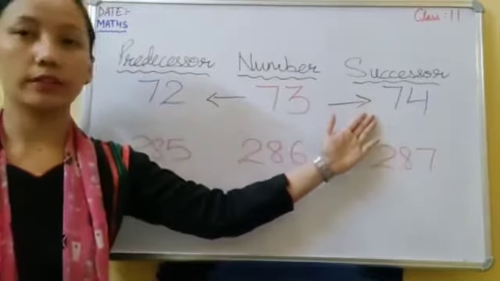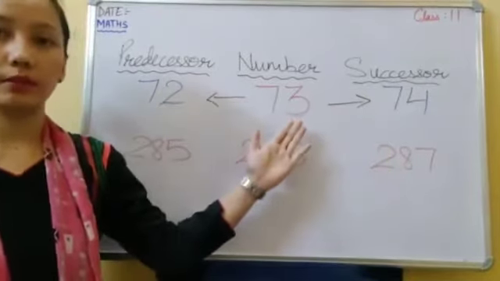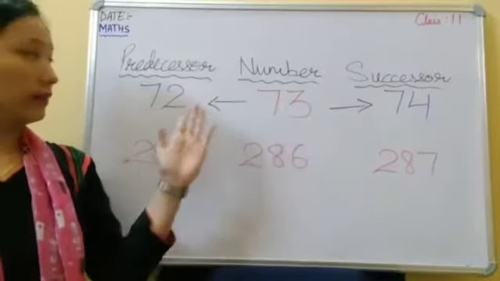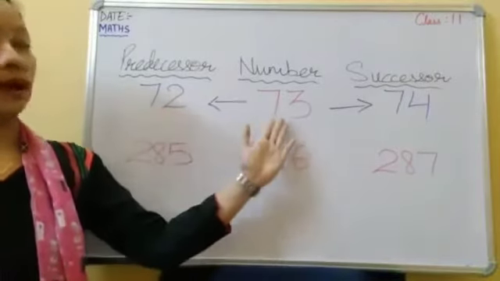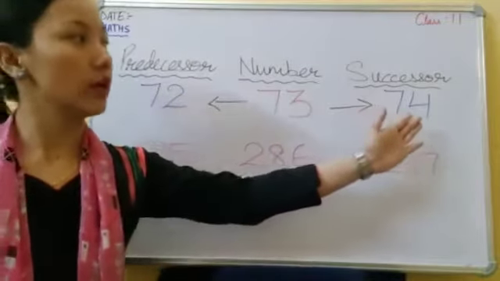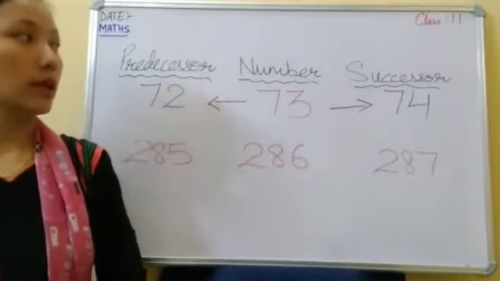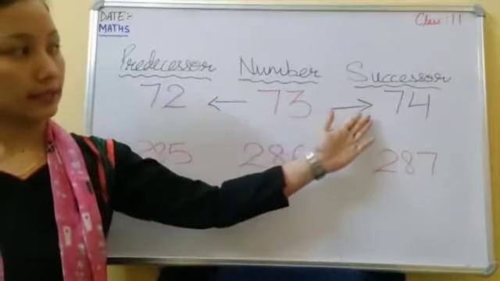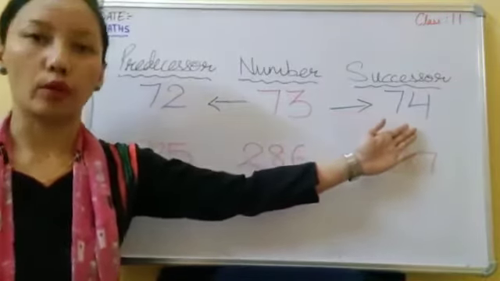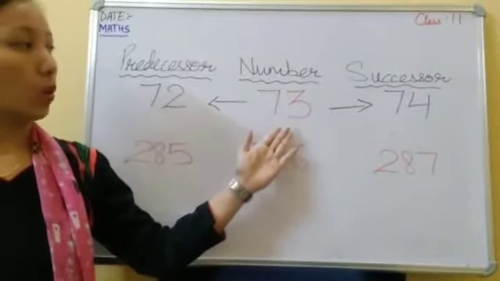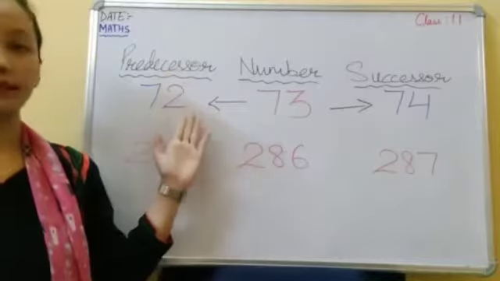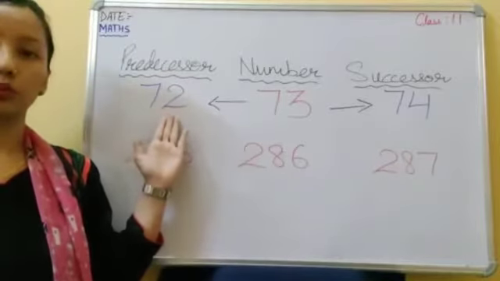after number of that particular number. Right? Here you can see before 73 we have 72 and after 73 we have 74. That means when we add 1 to 73 we get its successor, that is 74. And if 1 is subtracted from 73 we get its predecessor, that is 72.